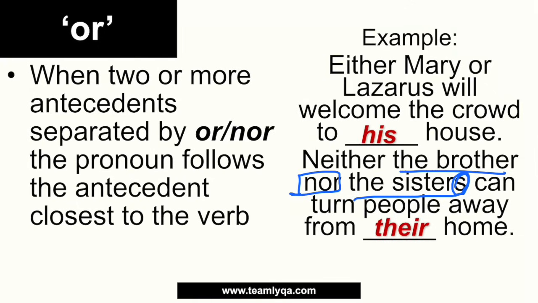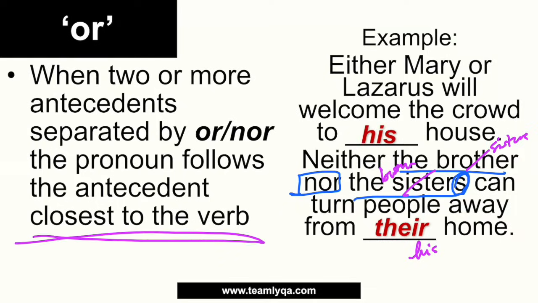Now, kung baliktad naman, kung babaliktarin natin, gagawin natin na neither the sisters nor the brother can turn people away from his home. Okay? So, again, ang masusunod ay yung closest or pinakamalapit sa verb. Okay? Now, paano naman kung group nouns?